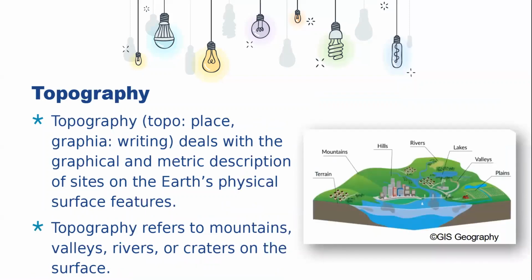Topography is the next discipline of geomatics. It is again a combination of two words, topo, which means place, and graphia means writing. It describes the graphical and metric description of sites on the Earth's surface, such as mountains, hills, rivers, lakes, valleys, plains, any man-made and natural feature.